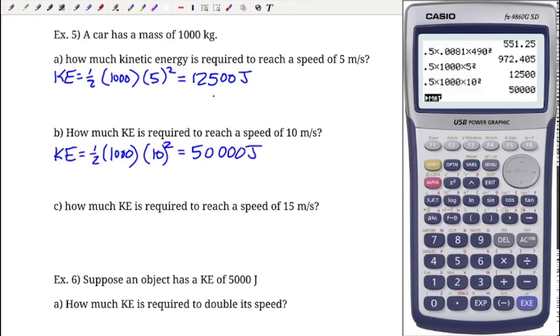Now, to reach a speed of 5 meters per second, it was 12,500, and this is 50,000. This is actually 4 times as much as the 5 meters per second. Not just twice as much, though the speed was twice as much, but it took 4 times as much energy because of the velocity squared. So twice the speed squared is 4 times as much energy.